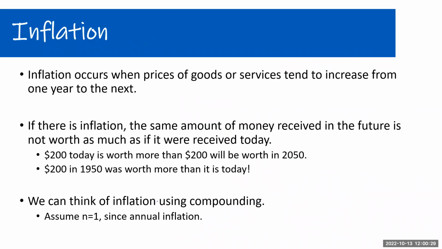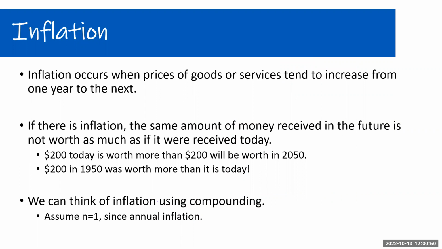Now, we've kind of alluded to this already, but inflation occurs when prices of goods or services increase from one year to the next. It's been a hot topic in the news lately, so you guys are probably no strangers to this. Basically, it's saying that things cost more now than they did a year ago, or things will cost more next year than they do right now. Okay, as time goes, things cost more.